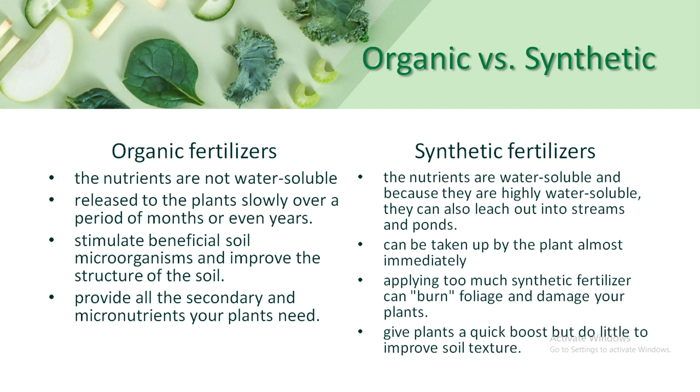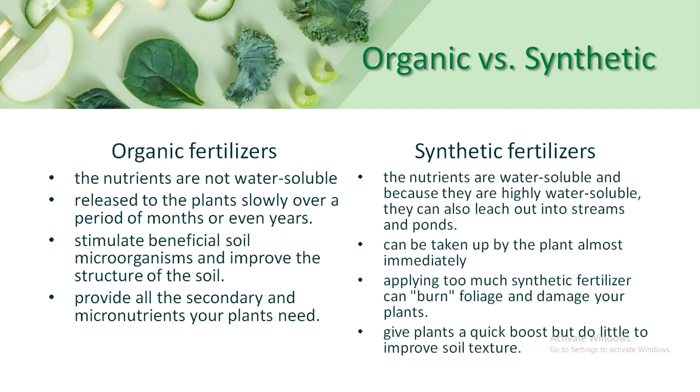Now comes the synthetic fertilizers. In synthetic fertilizers, the nutrients are water soluble, and because they are highly water soluble, they can also leach out into streams and ponds. The nutrients in synthetic fertilizers are less available to plants because they leach away from the soil, the crops and the fields into streams and ponds. They can be taken up by plants almost immediately. As they are highly soluble in water, they are taken up by the plants immediately.